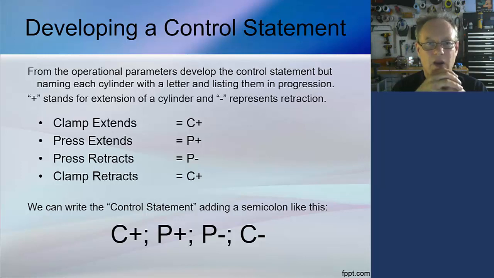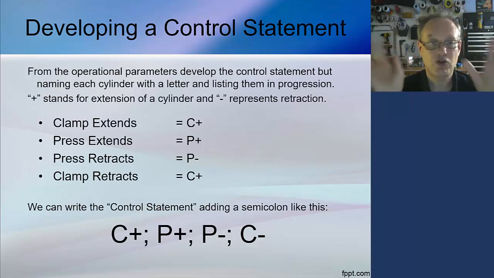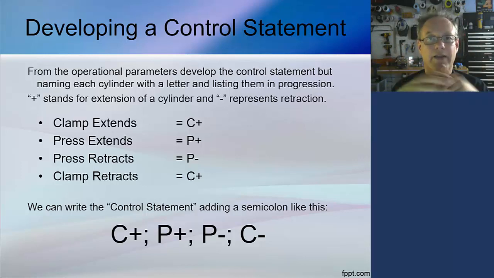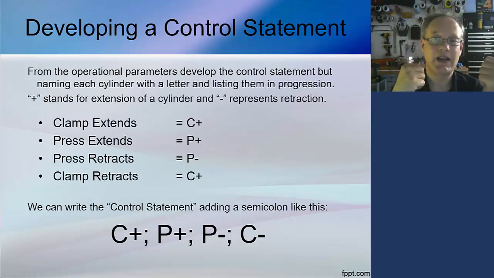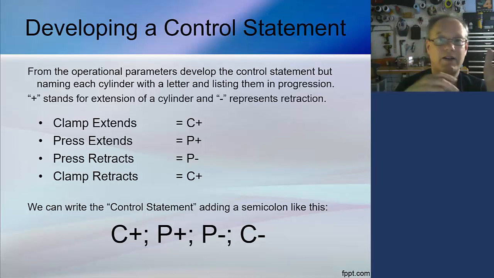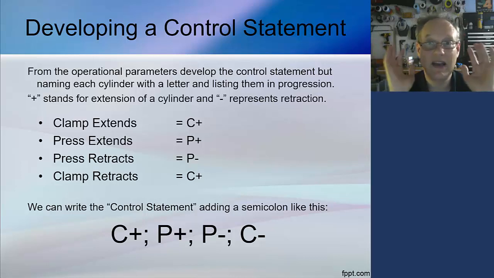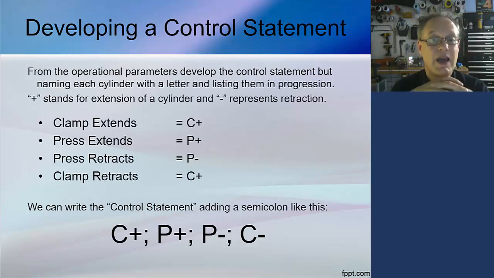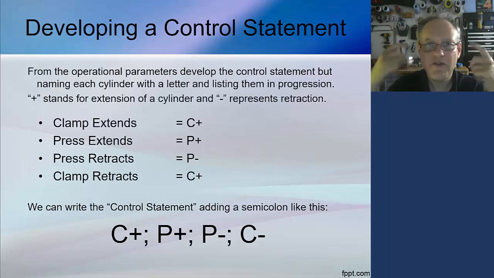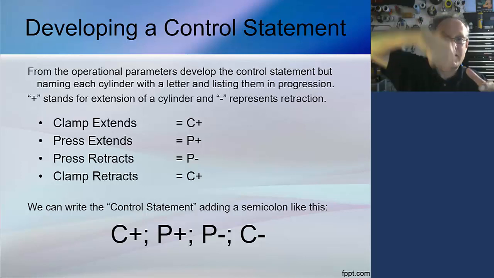So let's move forward. From the operational parameters, we develop a control statement, naming each cylinder with a letter and listing them in progression. And then we use a plus and a negative to indicate the action, in that it's extending or it's retracting. So I'm just going to write this down in a list, nice and simple. The clamping cylinder extends, C+. Then, from the operational parameters, the next thing that happens is the press comes down.